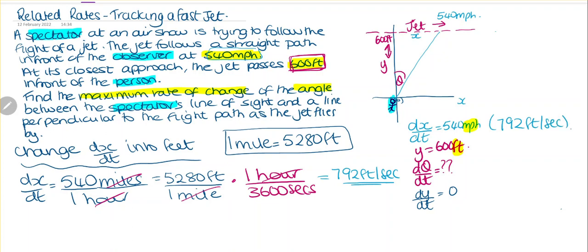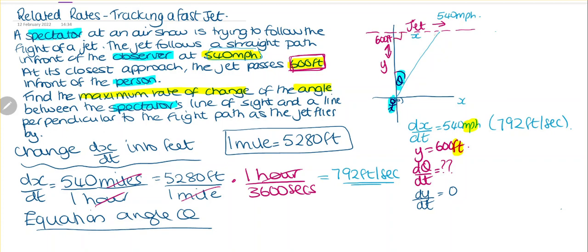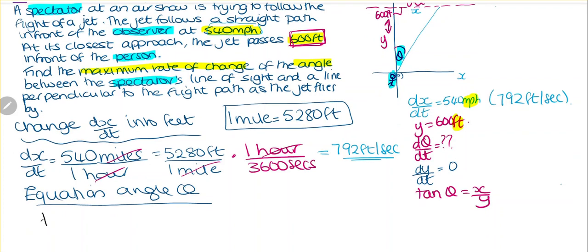So we've got all the other information. We need the rate of change of our angle, but we need the equation. So we want the equation to find the angle. What do we know about our angle? Well, if we think about trig, we know that in a right angle, x is opposite and y is adjacent. So tan of our angle is opposite over adjacent, which should be x over y. So this is our equation: tangent of theta is x over y.